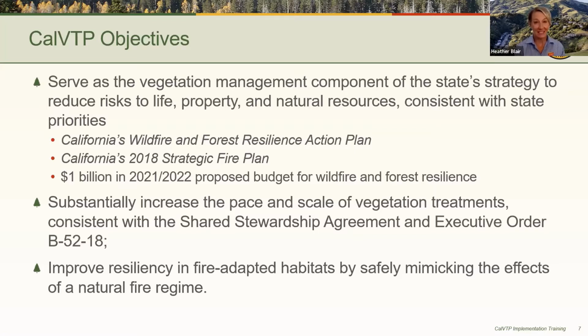And because this is a substantial increase from current and historic treatment acreages, regulatory streamlining relief is needed, and the CalVTP is intended to help with that. The CalVTP facilitates regulatory streamlining, and it holds in primacy the objective to improve ecosystem health and landscape resiliency while reducing fire risk. Next slide, please.